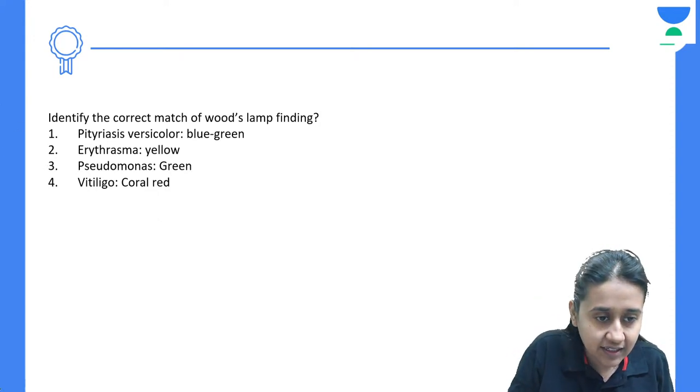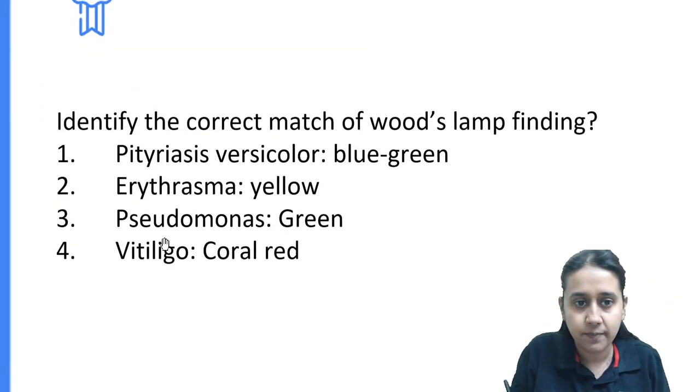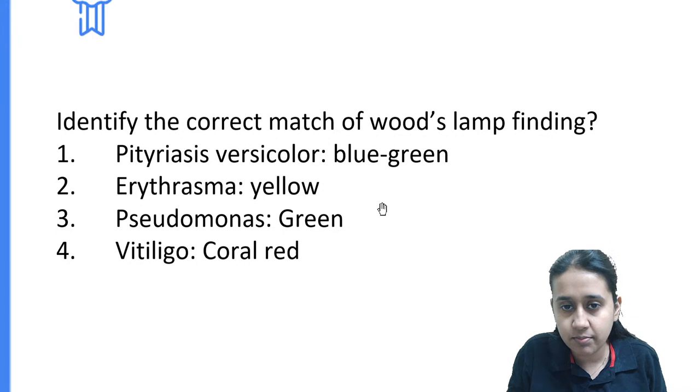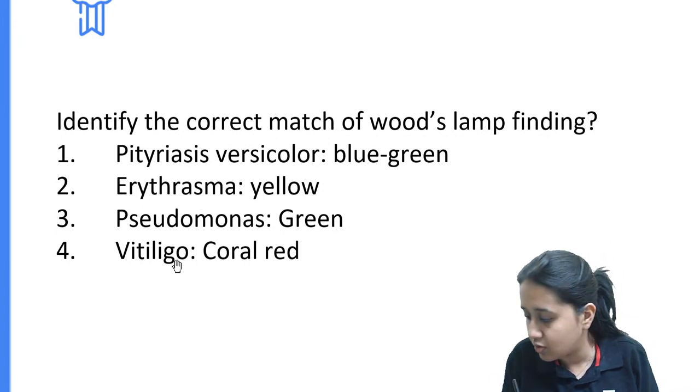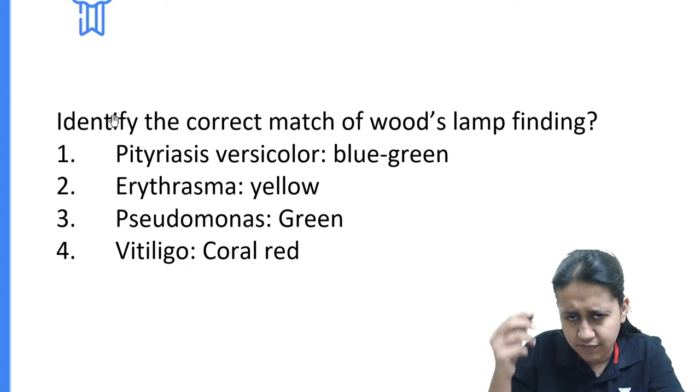Now identify the correct match. What is the correct answer here? Pityriasis versicolor blue green, erythrasma yellow, pseudomonas green, vitiligo coral red. Which of the following is the correct statement? We have already done this question a few days back.